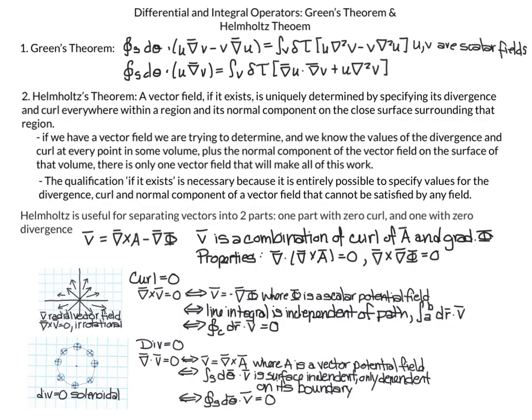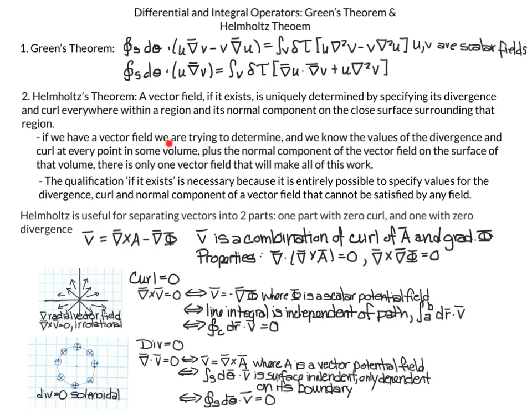To review what we have discussed in this video, we took a quick, very brief look at Green's theorem, this form of Green's theorem, and the only other thing we talked about is that it's used to prove Helmholtz theorem, which we did not prove, but we talked about its ramifications, which is that a vector field, if it exists, is uniquely determined by specifying its divergence and curl everywhere within a region and its normal component on the closed surface surrounding that region.